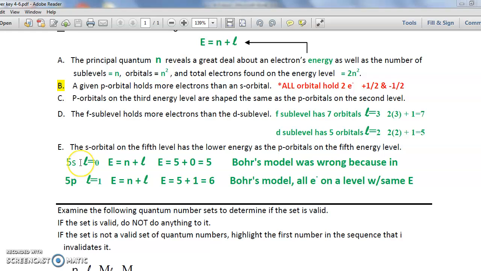What's the energy of the s orbital on the 5th? Energy is n plus L. The n is 5. What is the L when you're in the s? The L when you're in the s is 0. 5 plus 0 is 5.